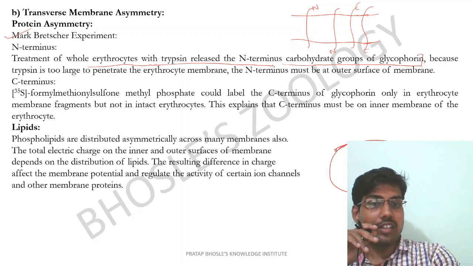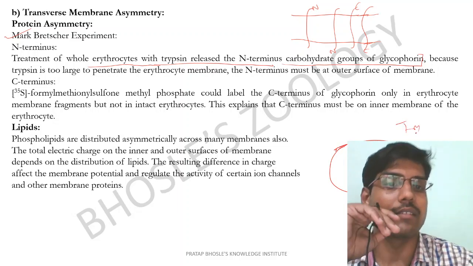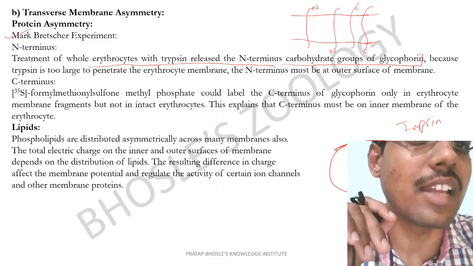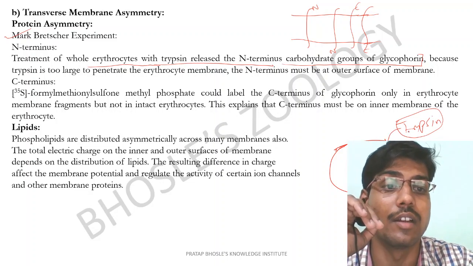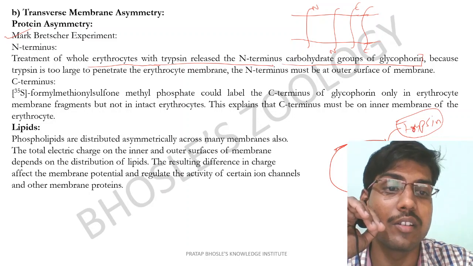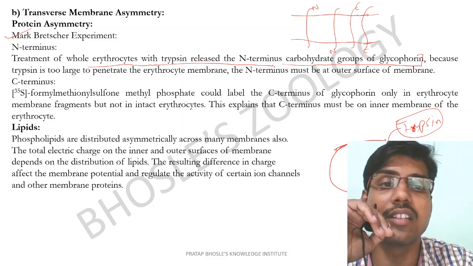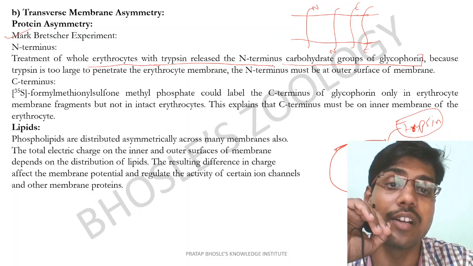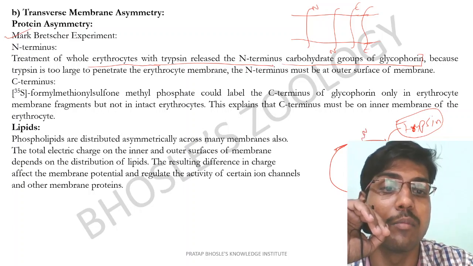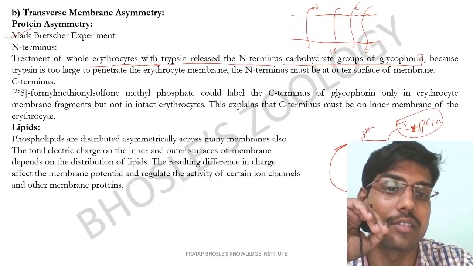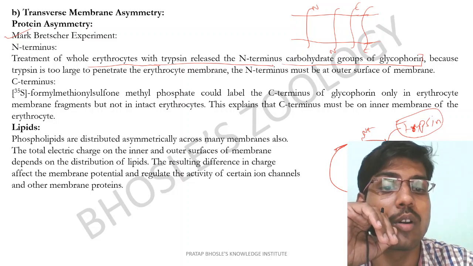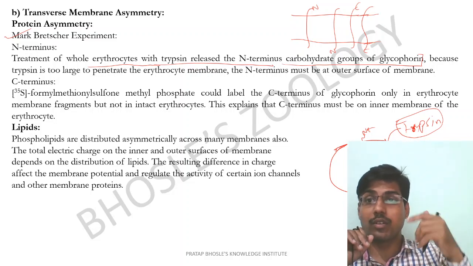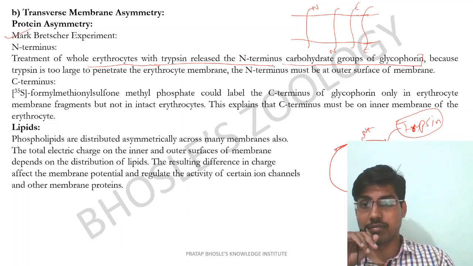When he treated this RBC with trypsin, it released the glycophorin, but trypsin is a much bulkier molecule, it cannot get inside, right? Even though trypsin is bulky, it still released the glycophorin. So he concluded that this N terminal must be in the extracellular space. If it were intracellular, trypsin would not go there and could not release this glycophorin. So he confirmed that the N terminal is outside the surface.